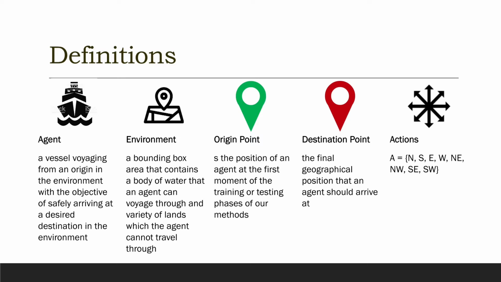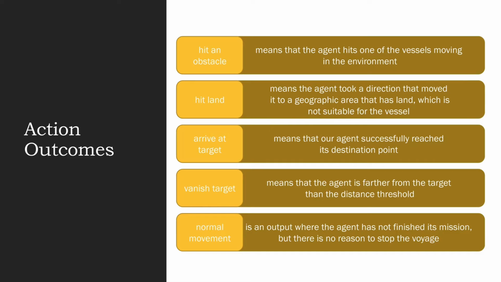Our agent can take some actions from a set of 8 directions to move from its current location to its next location. An origin point is the position of an agent at the first moment of the training or testing phases. The destination point is the final geographical position that an agent should arrive at. After taking the action in each state, there will be 5 discrete outcomes: hit an obstacle, hit land, arrive at target, vanish target, and normal movement.